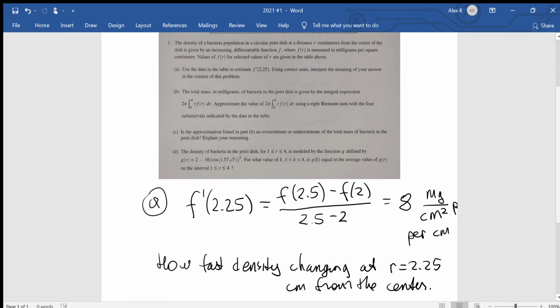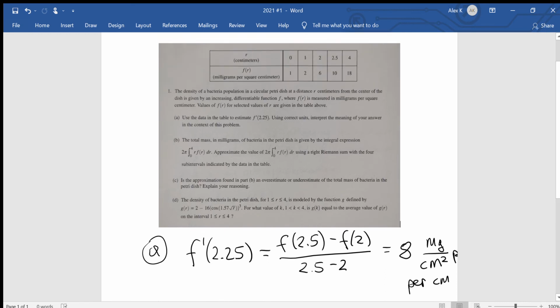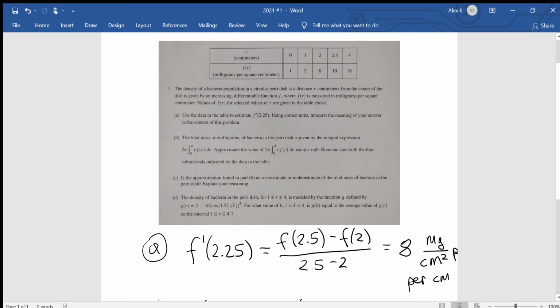The second question is, the total mass in milligrams of bacteria is given by the integral expression that is shown. Approximate the value using the right Riemann sum with four subintervals indicated by the table. So we do the right Riemann sum, but here's one tricky thing about this. If you look at this expression, you have r times f of r. So it's not like the traditional Riemann sum problems that you might have seen. It's this specific one, so we need to consider that. That means we're going to multiply the value of r by f of r and also multiply it by the width of the interval.